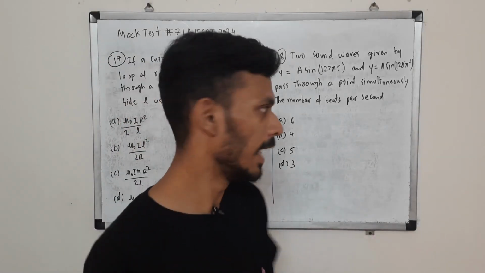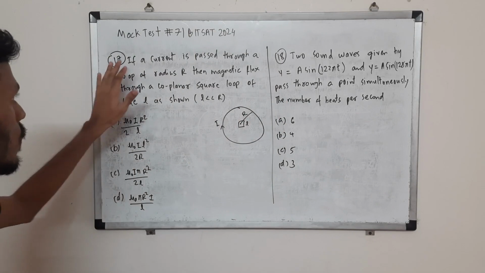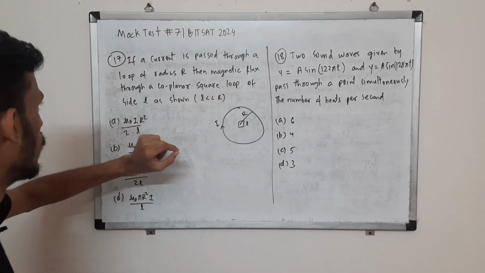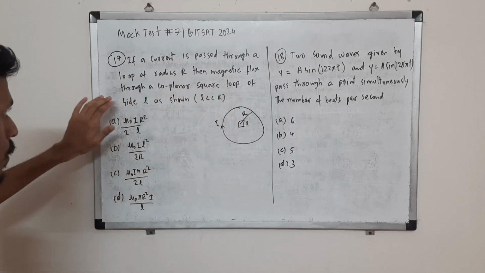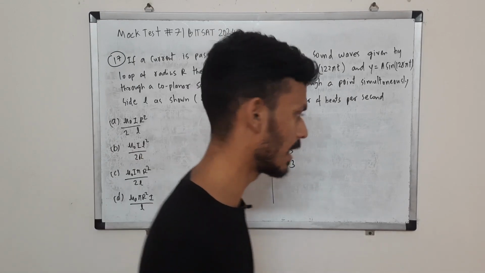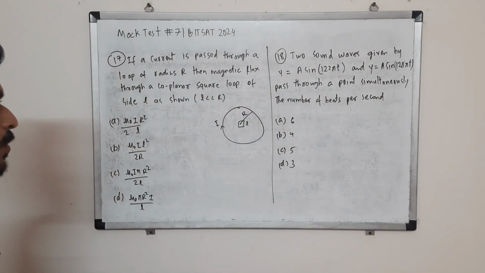Question 17 and 18. Question 17 is from electromagnetic induction, as you can see. We have a current I flowing in this circular loop of radius r. You are supposed to tell what is the magnetic flux through a square loop whose dimensions, the length, are very small compared to the radius. So basically this square loop is at the center of the loop. That is what it means.